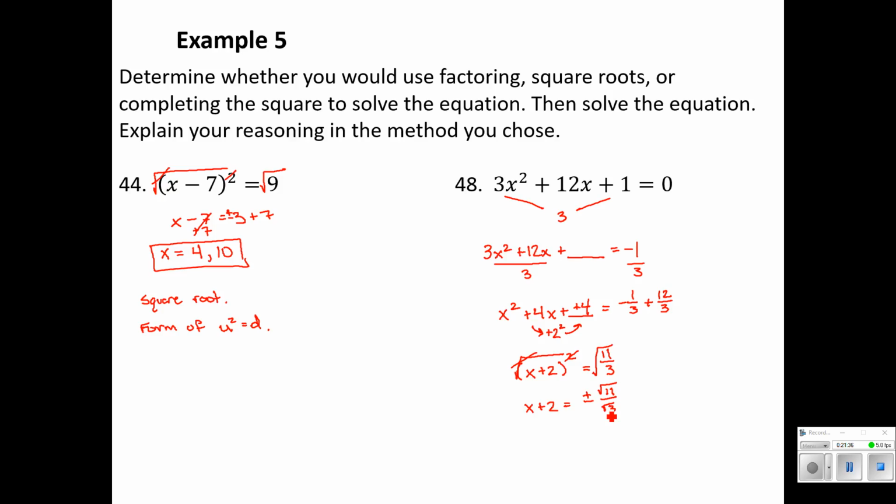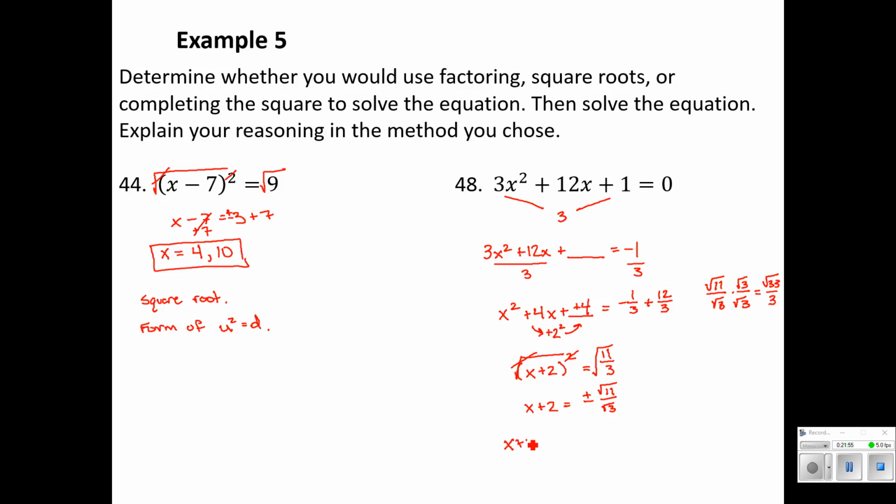Well, we don't like that square root in the denominator. So what we might do before we move on is just think, okay, root 11 over root 3. Let's multiply the top and bottom by root 3. It's just like multiplying by 1, so it doesn't change the value of it. I would get root 33 over a regular 3.